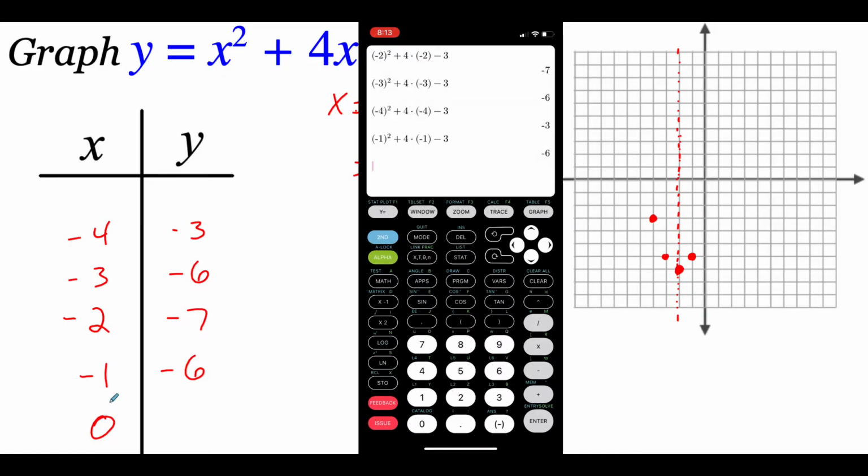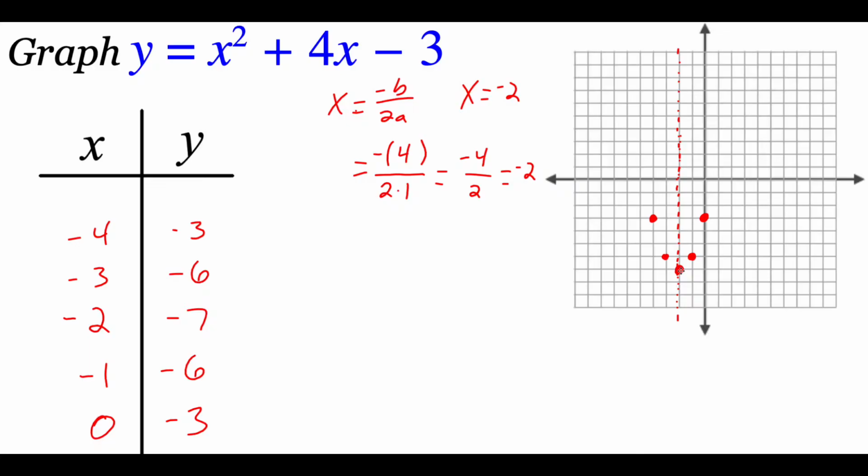And then for 0, I'm going to plug in 0. So we've got 0 squared plus 4 times 0 minus 3 from all of that, and I get -3. So at 0, I'm down at -3. So these 5 points give me that U-shaped parabola. So then I'm going to take those and connect those with my line for that parabola.